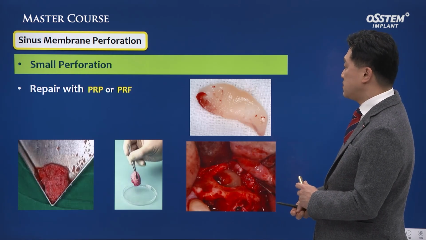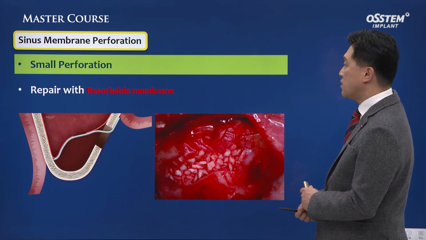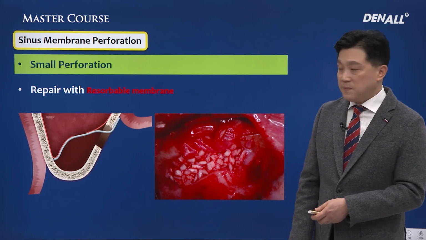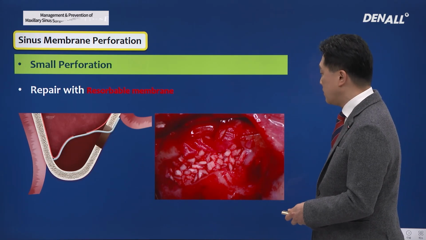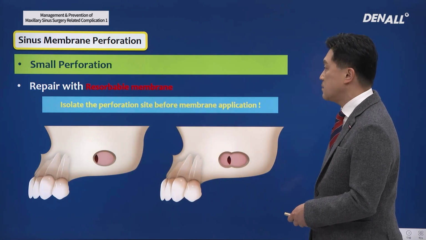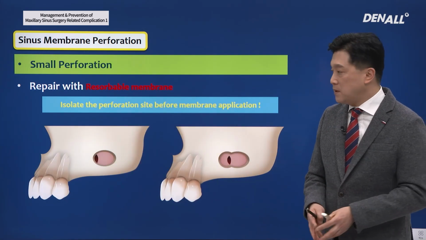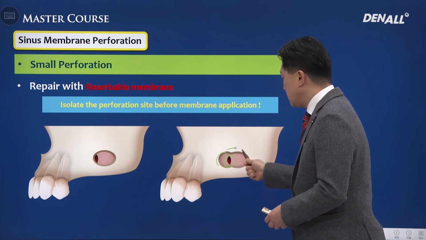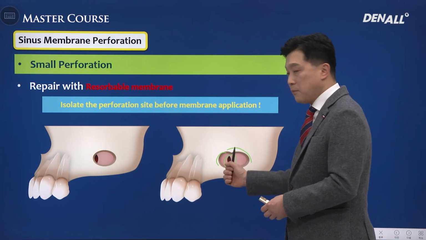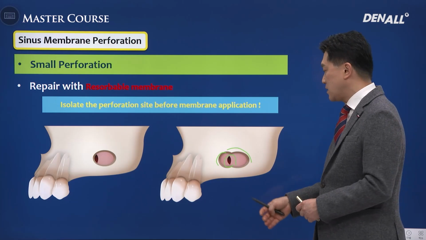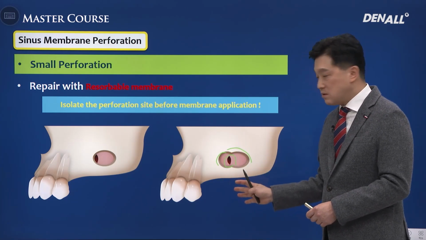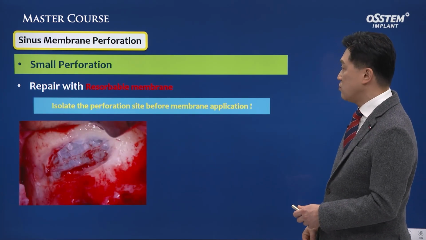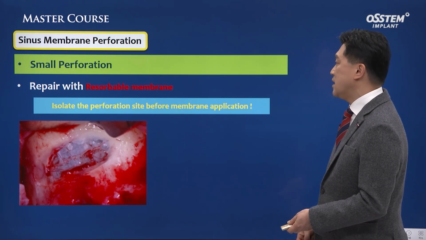PRP or PRF can be used as well for repair. The most frequently used method is to use a resorbable membrane to do repair. Physical repair will give you peace of mind. When you do membrane repair, the first precondition is that you need to isolate the perforated area. If it is on the inside or if you cannot see it, you will not be able to do repair. First, you need to form the window bigger so that you can isolate the perforated area. That is most important, and then you can proceed with the repair process.